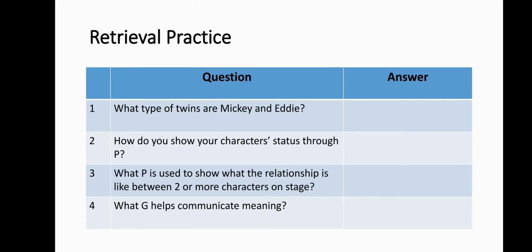Your first task is to complete the retrieval practice. Questions are displayed on the board. Number 1. What type of twins are Mickey and Eddie? Number 2. How do you show your character's status through P? Number 3. What P is used to show what the relationship is like between two or more characters on stage? Number 4. What G helps communicate meaning?